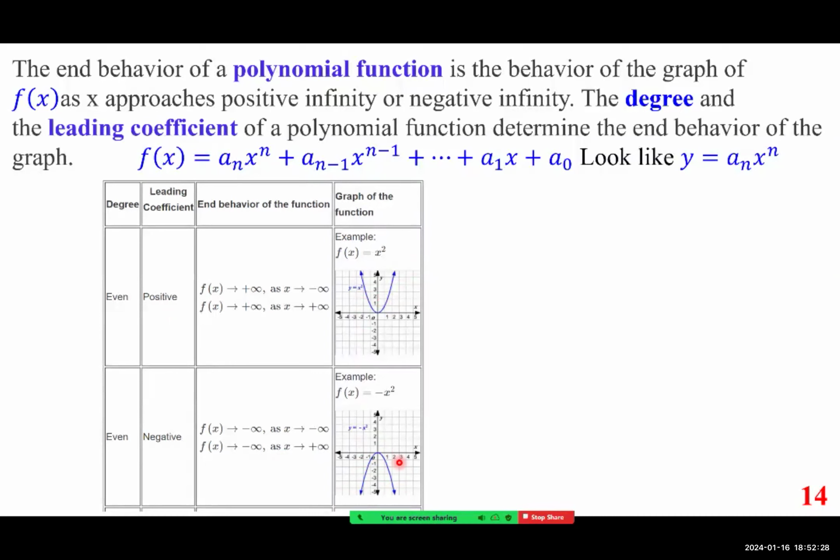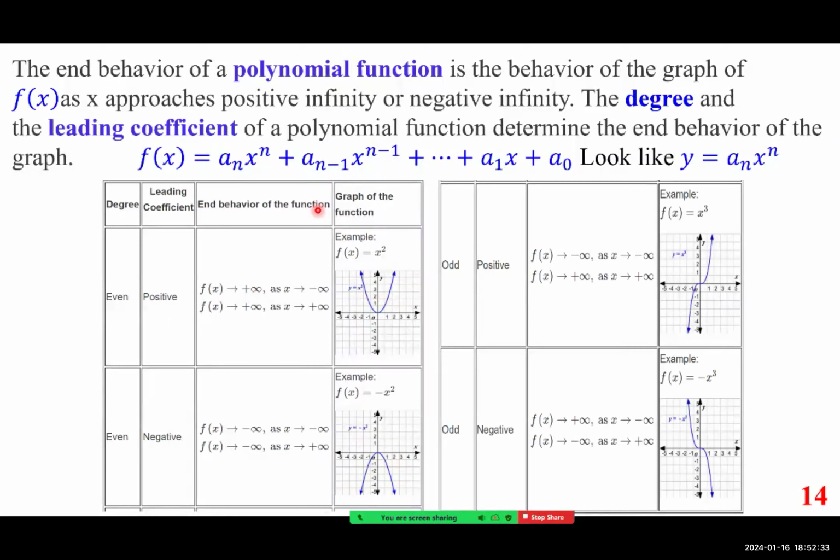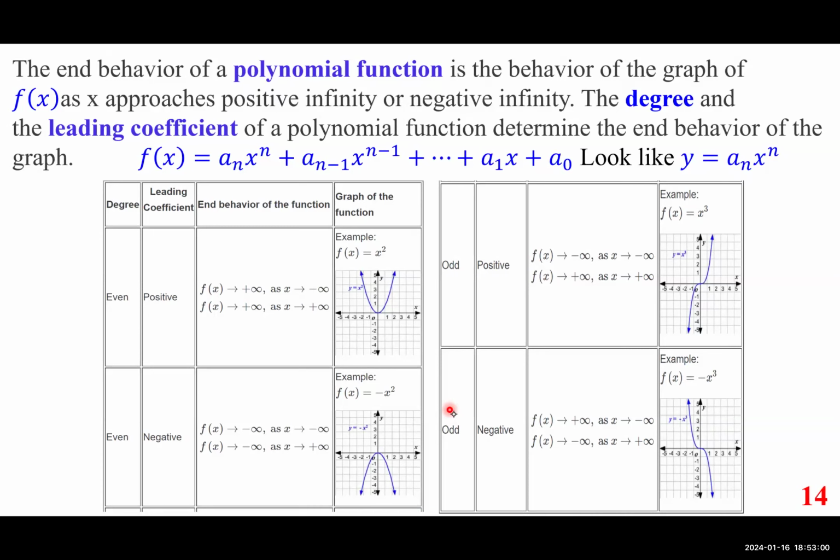But if it's negative, it looks like y equals negative x squared. On the other hand, if you're dealing with an odd function, if a sub n is positive, it looks like y equals x cubed, and if it's negative, it looks like y equals negative x cubed, which means in this case, f of x goes to negative infinity when x goes to positive infinity, and the rest of them you can read. But that's the concept known as the end behavior of a function.